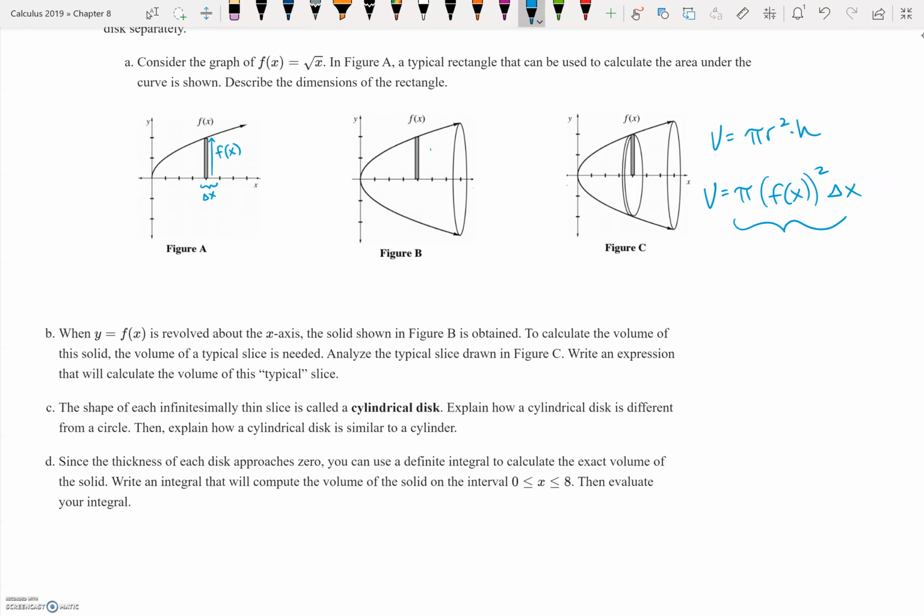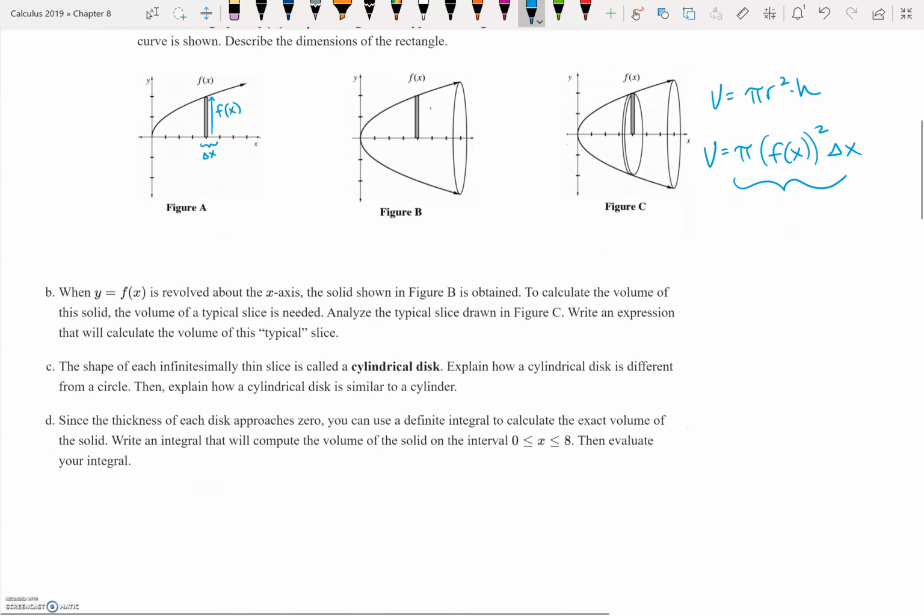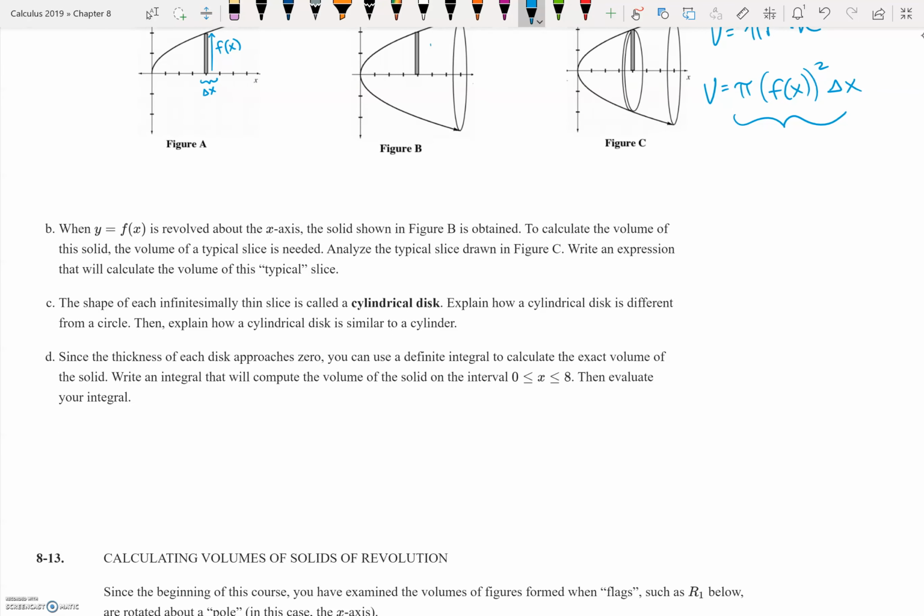The shape of an infinitesimally thin slice is called a cylindrical disk. Explain how a cylindrical disk is different from a circle. Well, it has some amount of width. It's similar to a cylinder because it is a cylinder, except it's infinitely thin, so it actually doesn't have a width. Since the thickness of each disk approaches 0, we can use a definite integral to calculate the volume. So let's go ahead and write the integral that we have here.